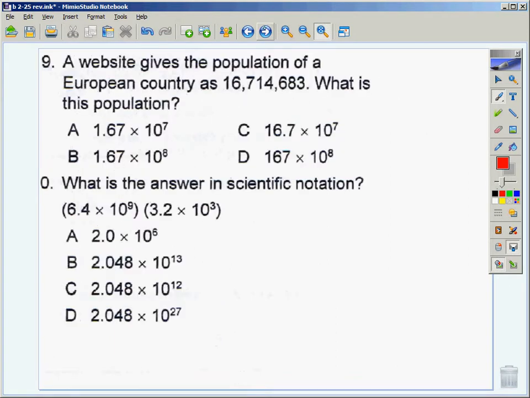Number 9, a website gives the population of a European country as 16,714,683. What is this population? Well, I see they're putting it in scientific notation. I had to move a total of 7 places, 1.67 times 10 to the 7th power. The correct answer is A.